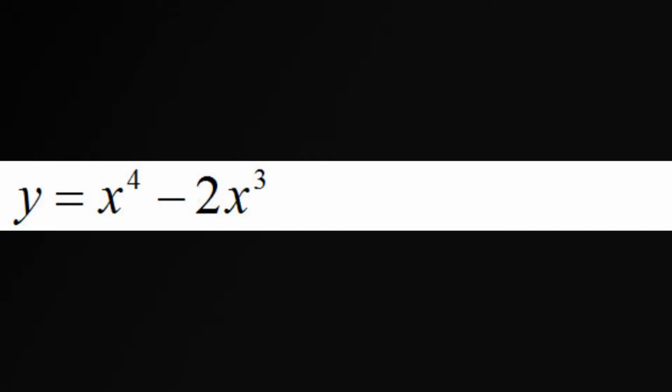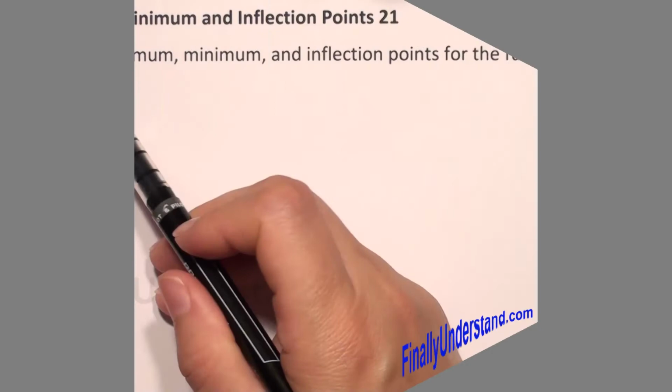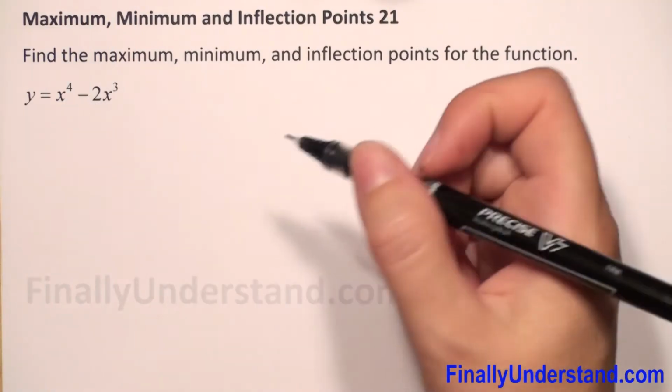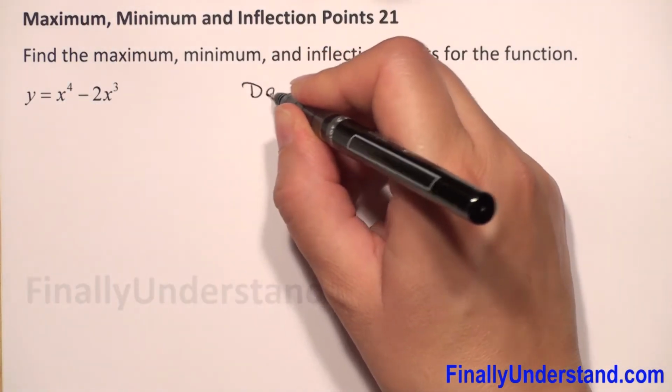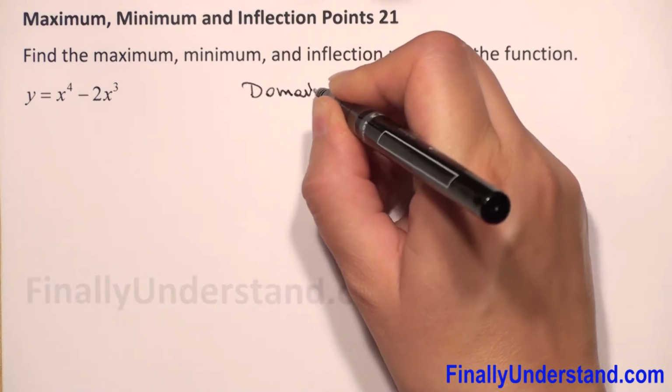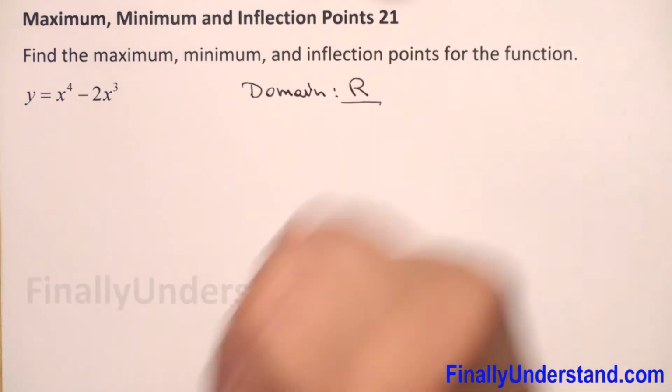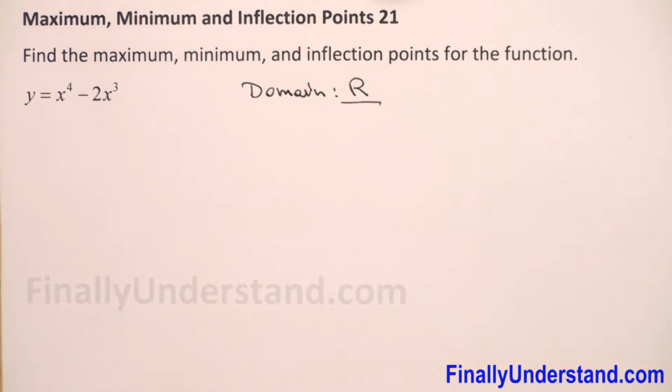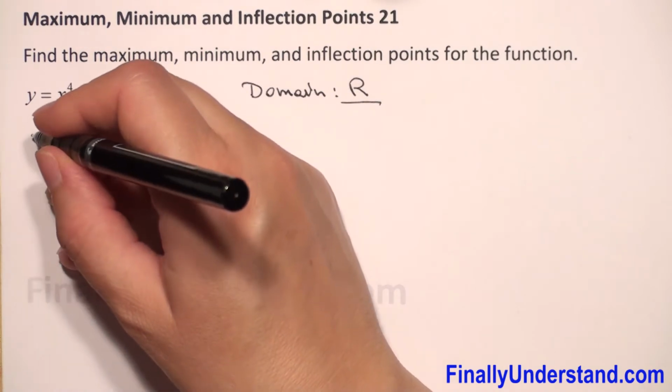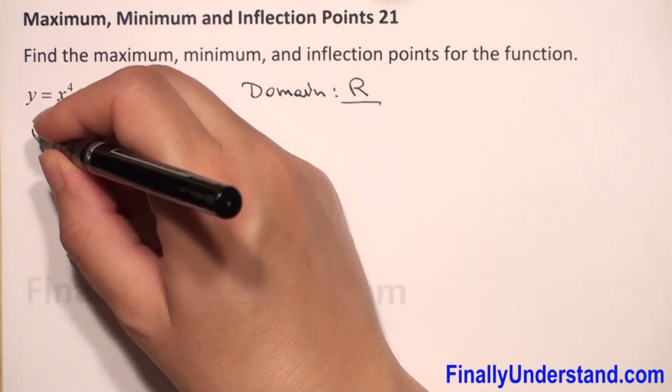We have a given function, and first we find the domain. Because we have the power, subtraction, and multiplication, it means the domain of our y function is all real numbers. Next, to find maximum and minimum, we will use the second derivative test. So let's first find the first derivative.